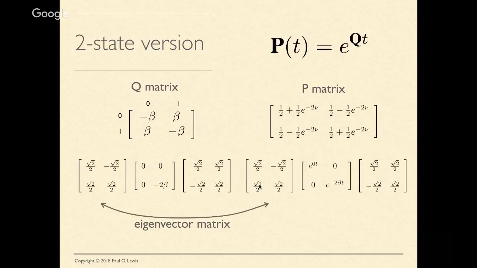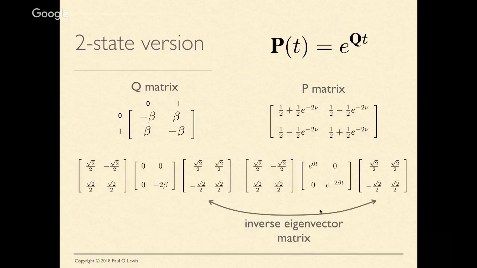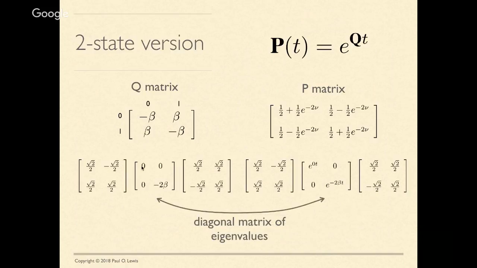It's just telling you the direction that you have to move. The inverse of the eigenvector matrix also comes into play, and that's the same for both the P and Q matrix. What's different is the eigenvalues. The eigenvalues are on the diagonal of the central matrix, and those are what's different. And basically, this formula says to extrapolate by exponentiating the Q matrix times t.